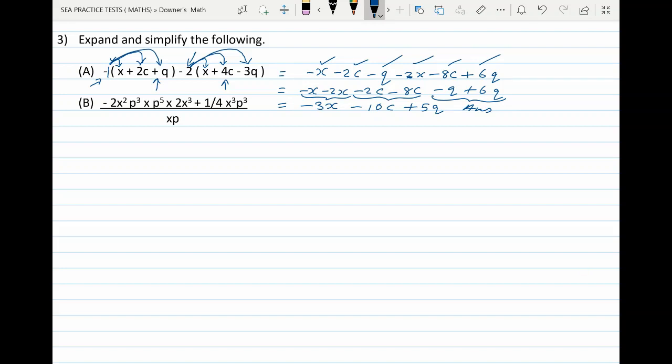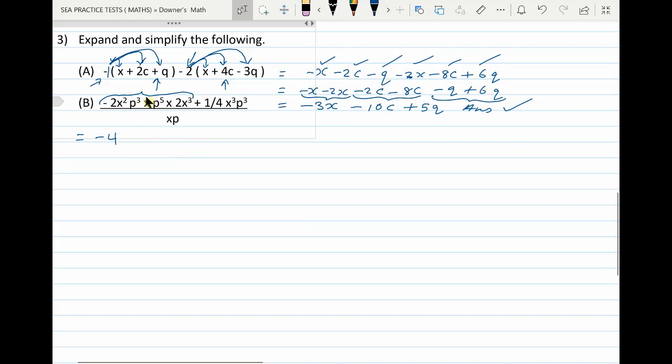Let us now look at part B. So this is the answer for part A. Let us now take the answer for part B here. So let us deal with these items here firstly. So we're going to say the minus 2 by the 2, that's this one here, minus 2 by 2, that's going to give us minus 4.